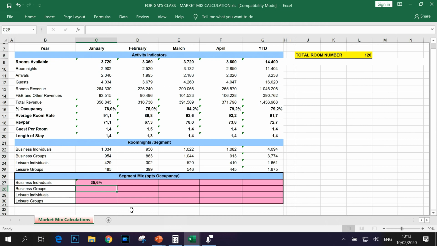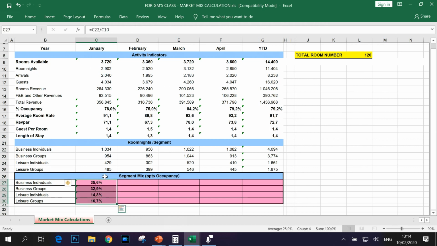Business group equals 954 room nights divided by the total 2,902. Leisure individual equals 429 room nights divided by the total room nights of 2,902. Leisure group, 485 room nights out of 2,902 room nights. So this is the market segment mix percentage of January.